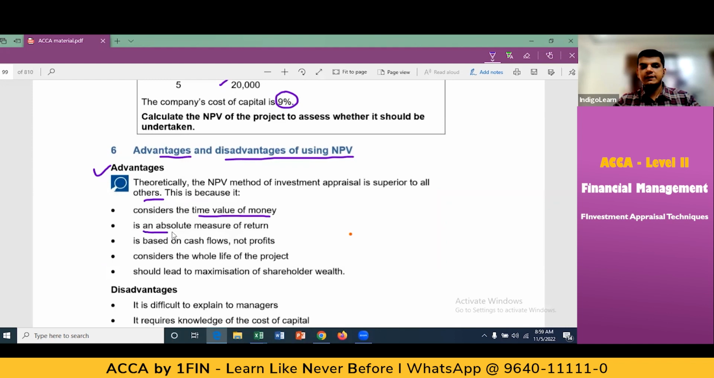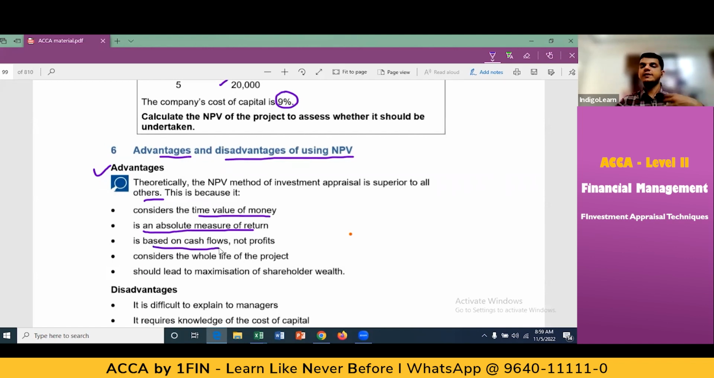Now, second is it is an absolute measure of return. So it will give an answer positive, negative, zero, by which you can decide. There is nothing left subjective. If your return is this and average return is coming this, then you should do or you should not invest. So nothing subjective left. Directly, the person who is evaluating will get an answer whether to invest or not.